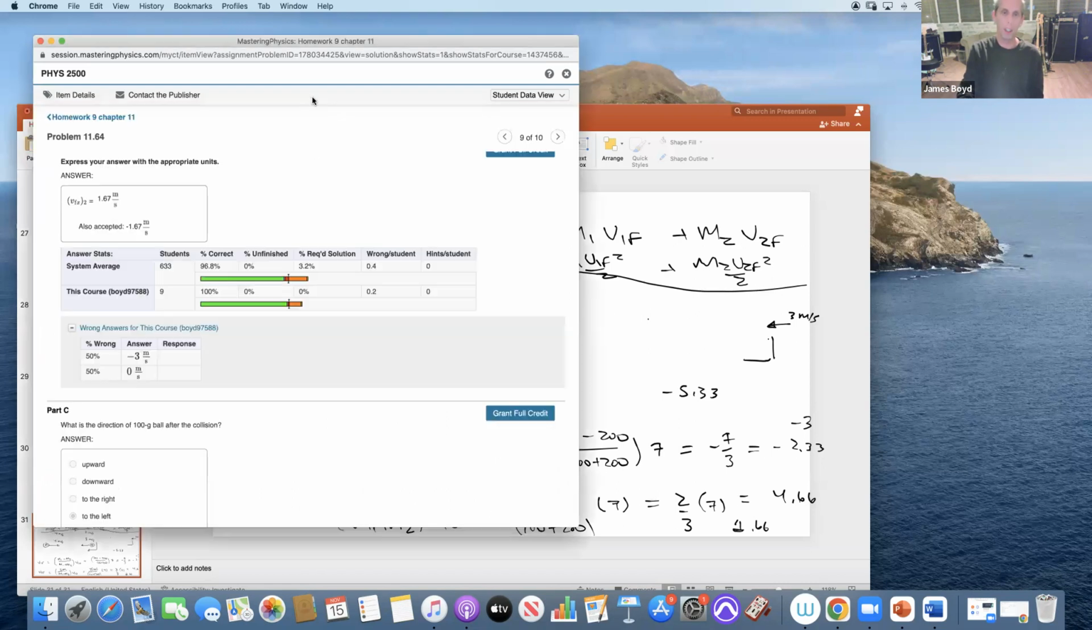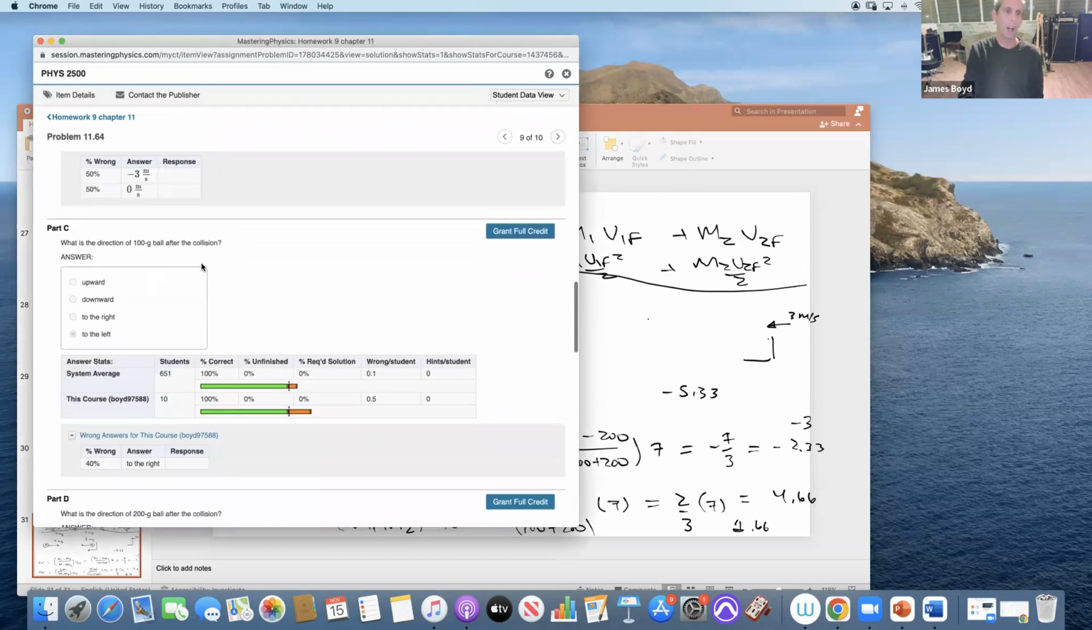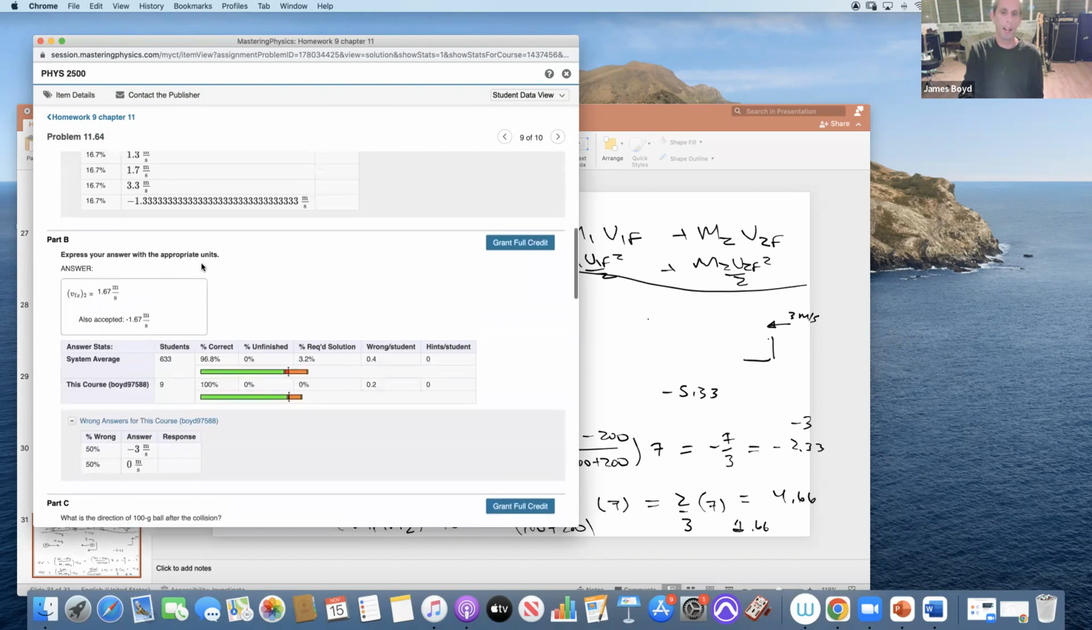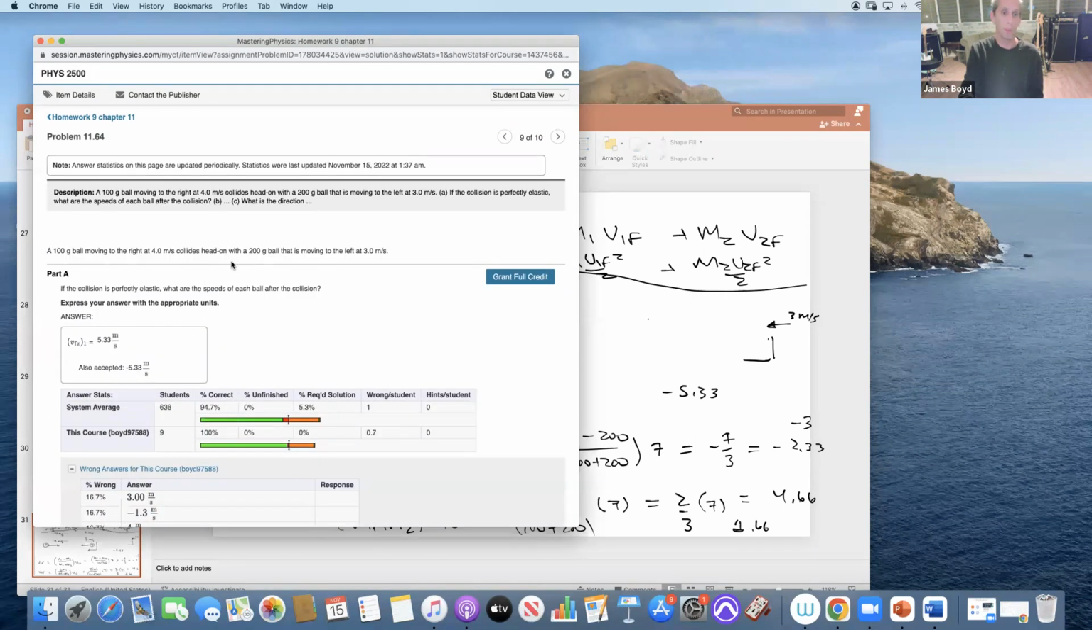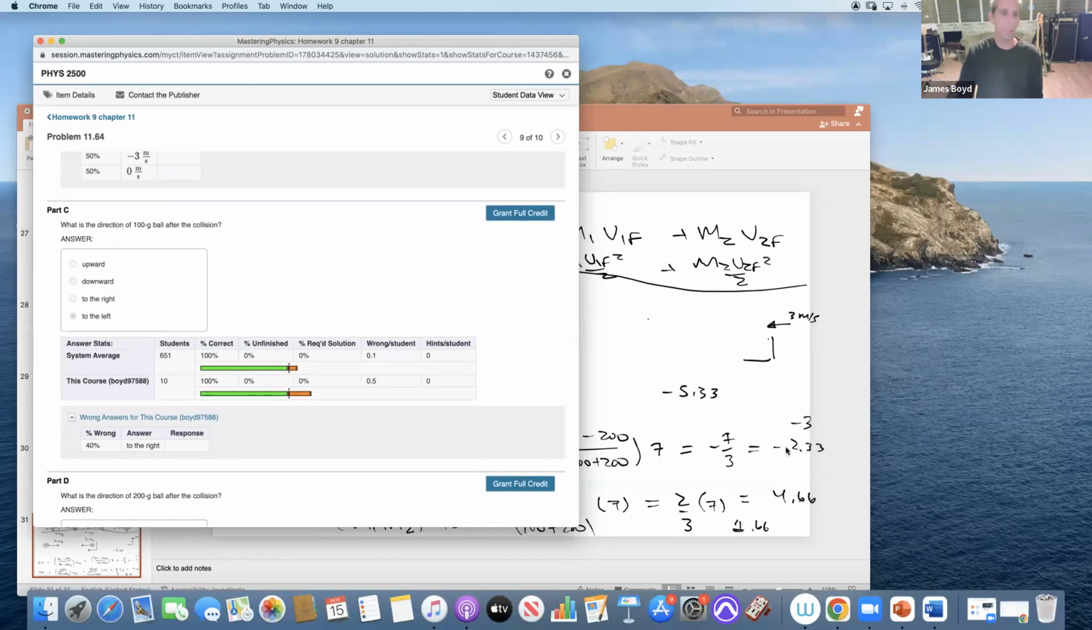Okay. All right. So what is the direction of the first ball after the collision? It's moving the opposite way. So it's moving to the left because it's negative. What is the direction of the second? To the right.